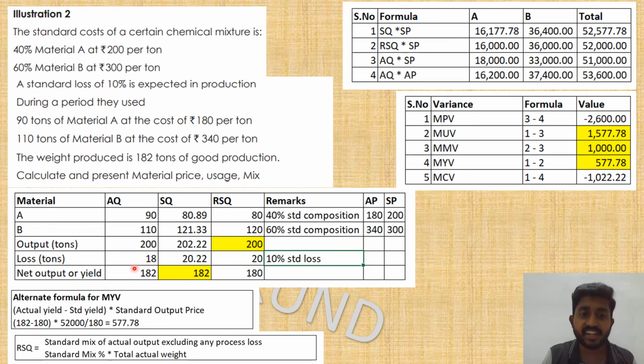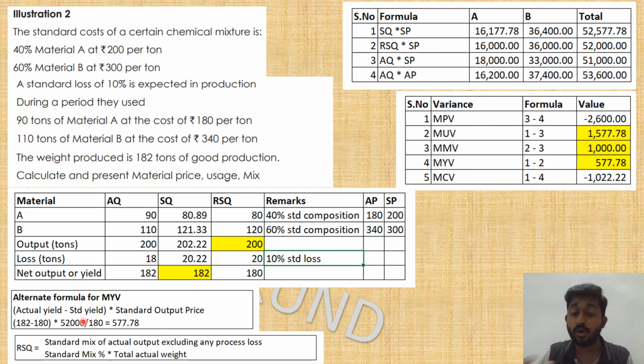What is the standard yield? It is nothing but the revised standard quantity, 180. So 182 minus 180 multiplied by the standard output price. What is the standard output price? 80 is the standard quantity, 80 is the revised standard quantity, 80 multiplied by standard price, 120 multiplied by the standard price. Now if you add these two, it comes to 52,000.